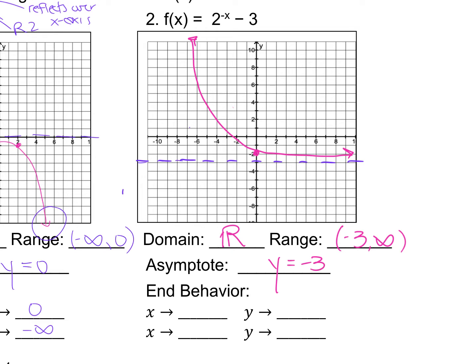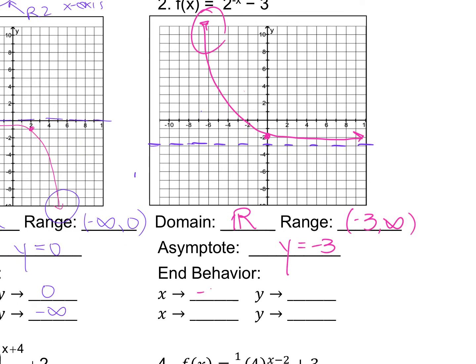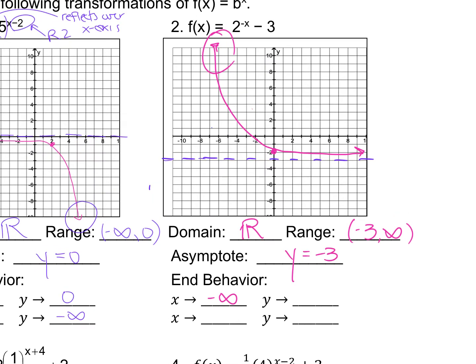All right, now end behavior. Remember, let's talk about the left side first. So here's the left side. On the left side, where are the x's headed off to? Negative infinity as the y's are going up to positive infinity. On the right side, here's the right side. Where are the x's headed off to? Infinity. And this time the y's are getting really close to what? Negative 3. Good.